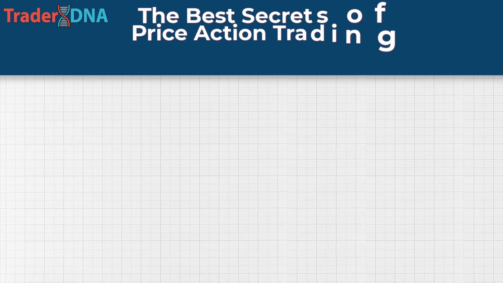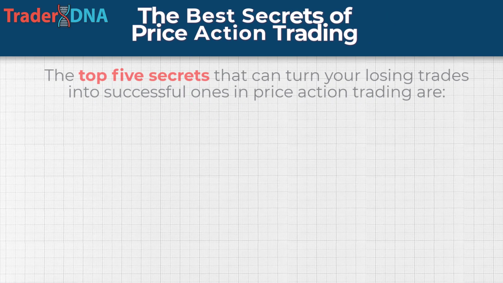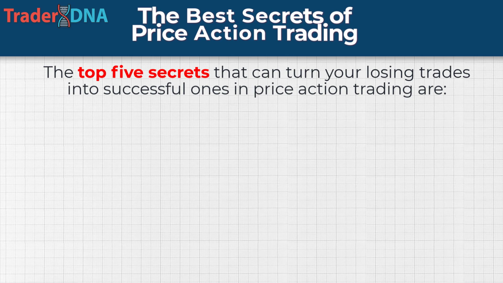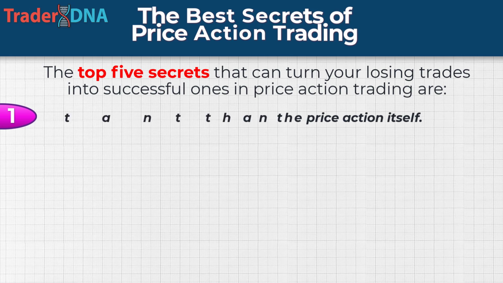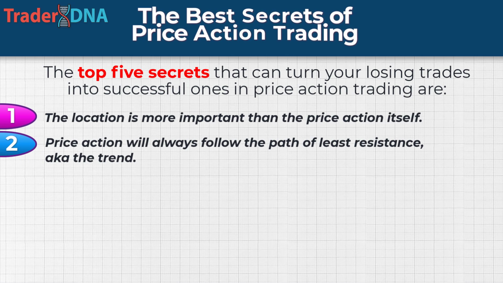What are the best secrets of price action trading? The top 5 secrets that can turn your losing trades into successful ones in price action trading are: first, the location is more important than the price action itself. In other words, the where is more vital than the what. Even the worst possible price action at the right location can lead to a profitable signal. Second, price action will always follow the path of least resistance, aka the trend.